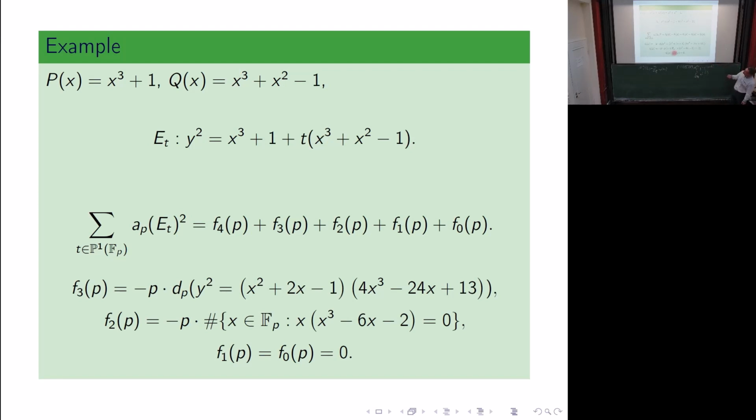So if you just take two polynomials which satisfy these typical conditions, this is the family that you have, and now this is the result. If you sum up all the AP squared over T over P1 FP, you get 5 ingredients. 2 of them are completely trivial, so they are 0. F4 is actually equal to P squared, and then F3 is connected to this genus 2 curve, and F2 is just the number of roots of this quartic polynomial.